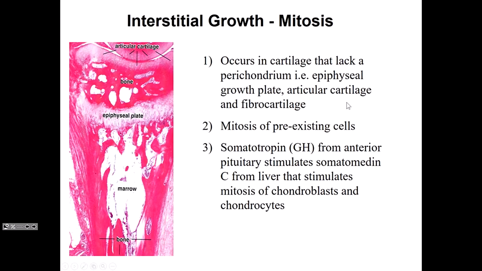Interstitial growth occurs by mitosis. That's the second mechanism of cartilage growth, which is much more restricted. More prominent in fetal and pubertal growth, kind of fades away mostly in the adult. So interstitial mitosis occurs in cartilage that lacks a perichondrium, okay? Lacks a perichondrium. So where would you have a location where you lack a perichondrium?